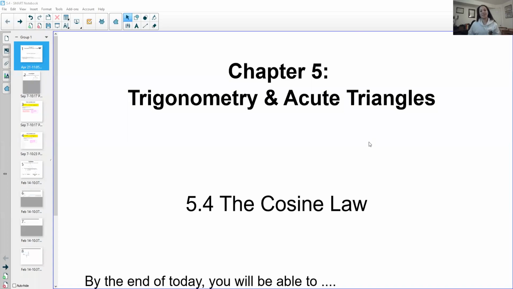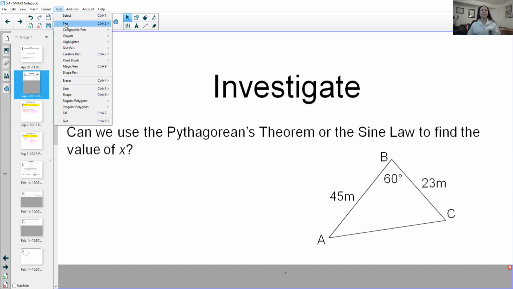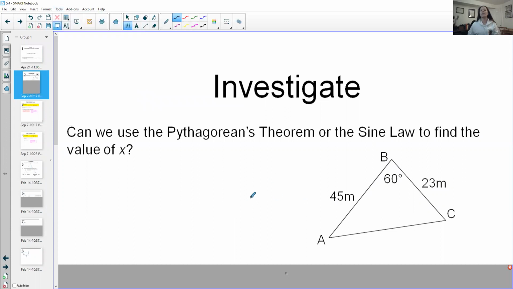Everyone. Today we are going to look at the next formula for trigonometry called the cosine law. So just like the sine law, we first want to look at why we can use it and where it is useful. So let's consider looking at this triangle right here.